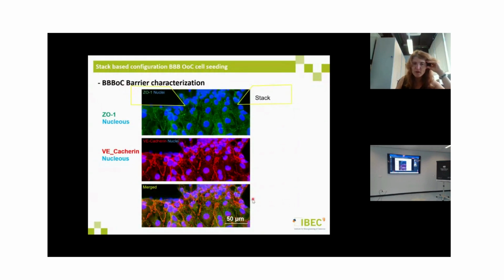And also we were staining the nucleus in blue and the tight junctions in between the endothelial cells with ZO-1 and VE-cadherin. And as you can appreciate, there is a good construction of these tight junctions in between the endothelial cells. Here with a merge of the colors, in orange, the formation of these tight junctions.